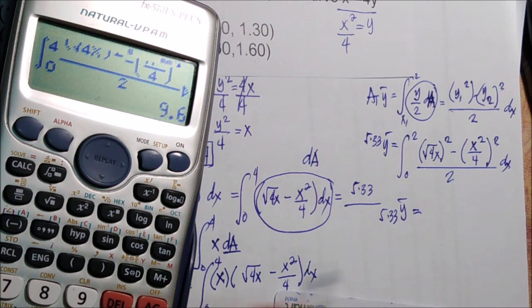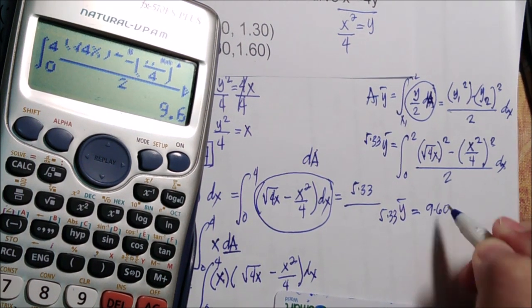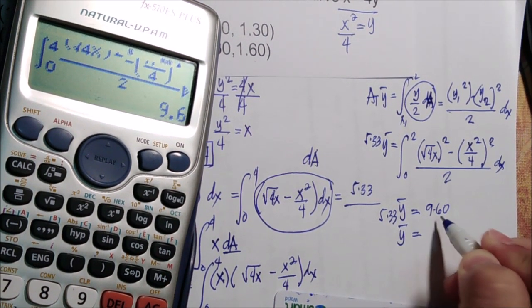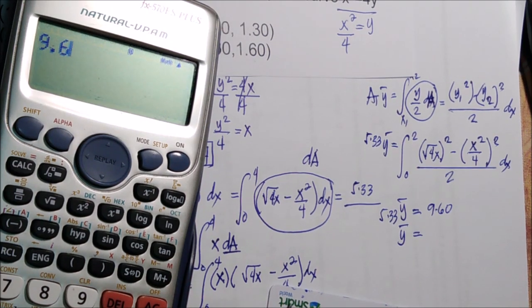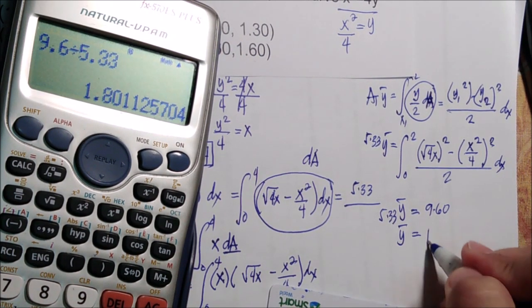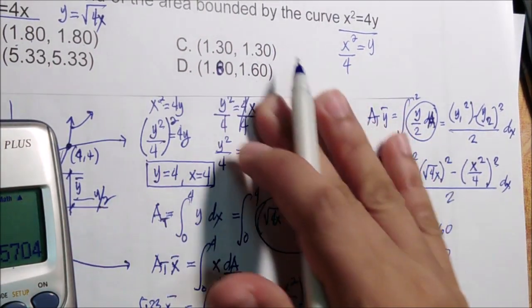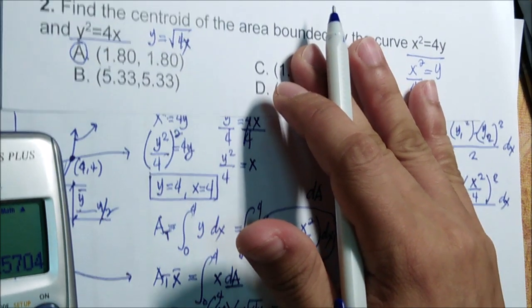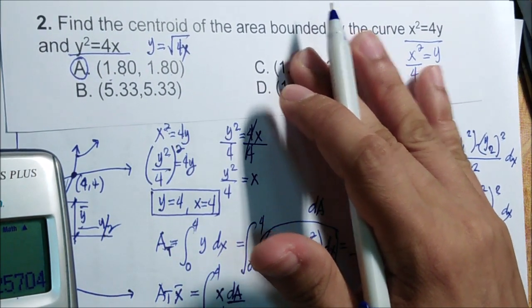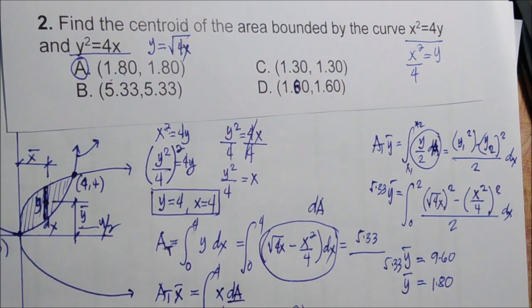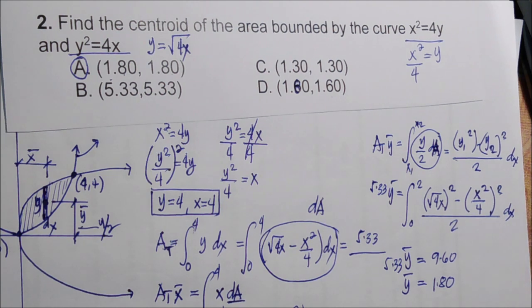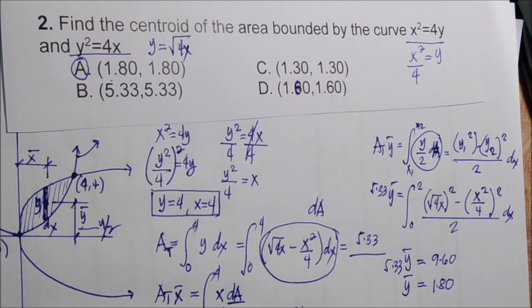The answer is 9.6, and so therefore bar y is 9.6 divided by 5.33. The answer is 1.8. So still our answer is letter A. So that's how to find the centroid of areas bounded by curves. Let's have another example.